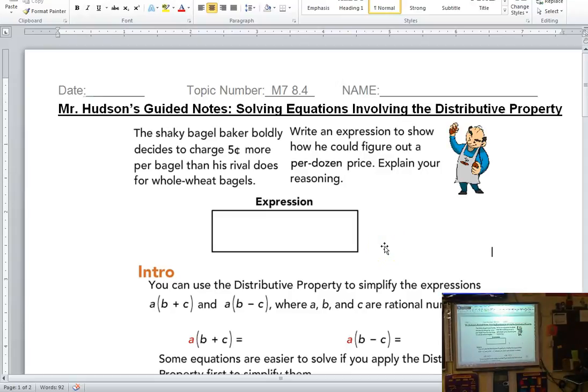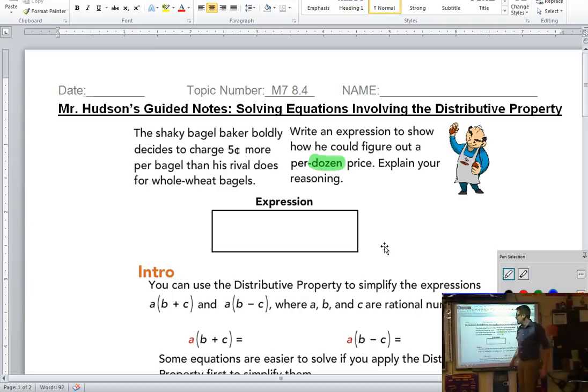How many bagels? It says write an expression to show how he could figure out how many bagels. How many bagels are we talking about? Well, that's what I'm asking. How many bagels are we talking about? It's in the problem. Oh, a dozen. How many is a dozen? 12. So this right here is important, so go ahead and highlight that. We have a dozen bagels. That's 12.